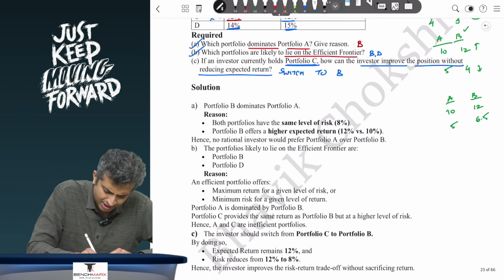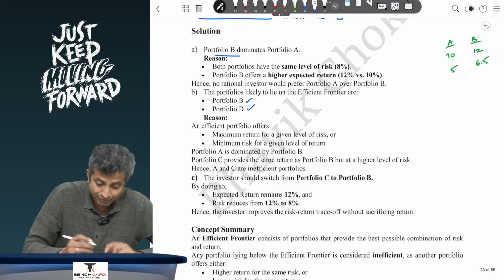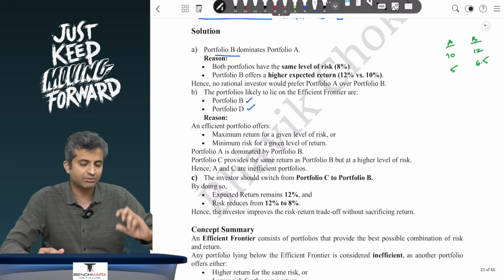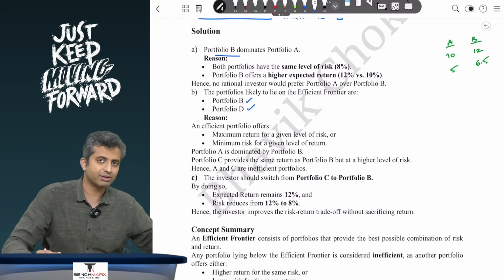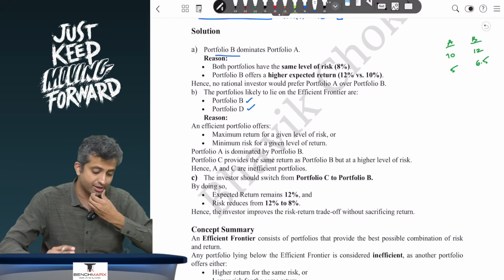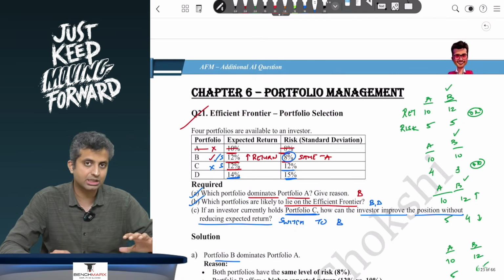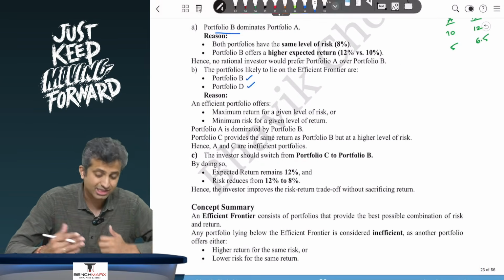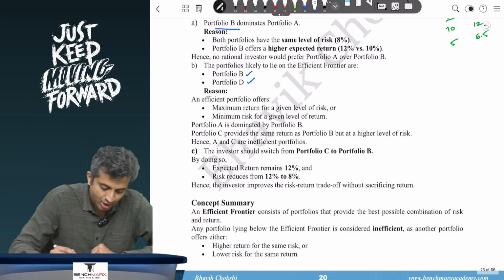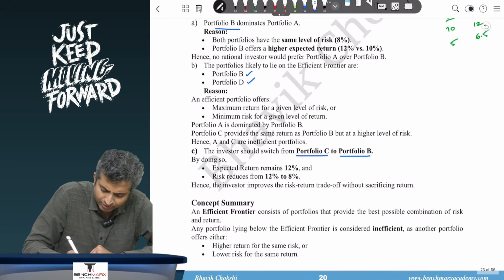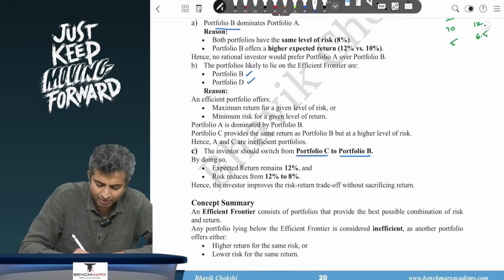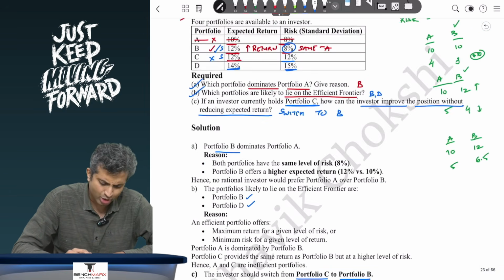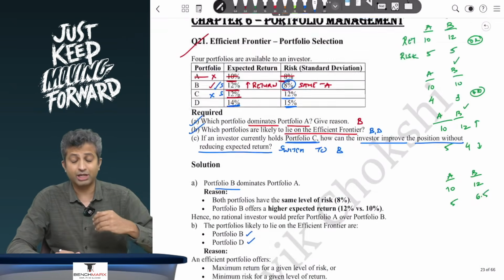So as the first case, we're saying B dominates A. Second, we're saying B and D would be efficient portfolios. Maybe B is giving you a return which is best considering the risk as compared to, let us say, A and C. And we will switch from C to B because that will give us the same return but at a lower level of risk. Okay, so this is regarding question number 21.